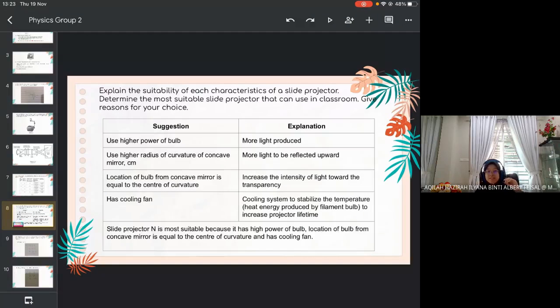Explain the suitability of each characteristic of a slide projector. Determine the most suitable slide projector that can use in classroom. Give reasons for your choice.